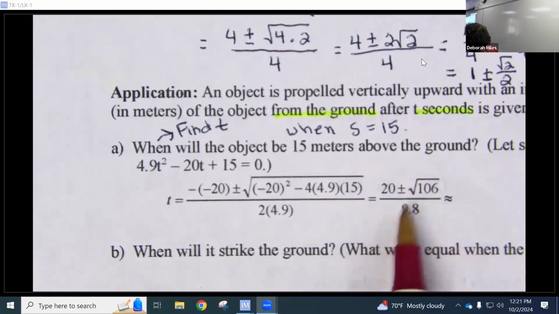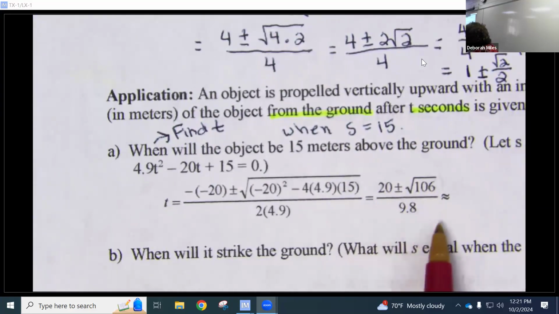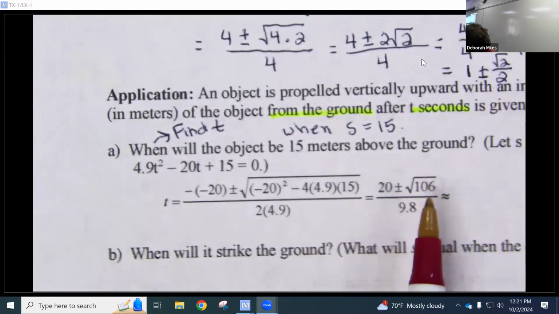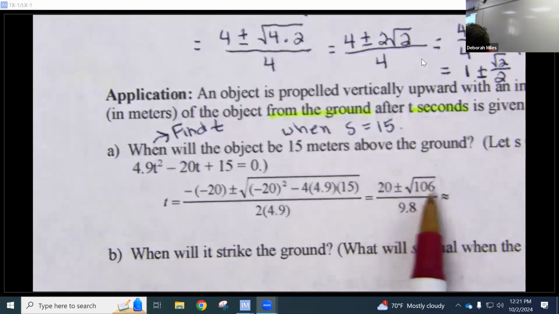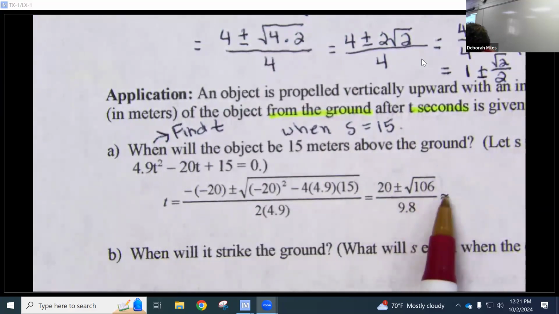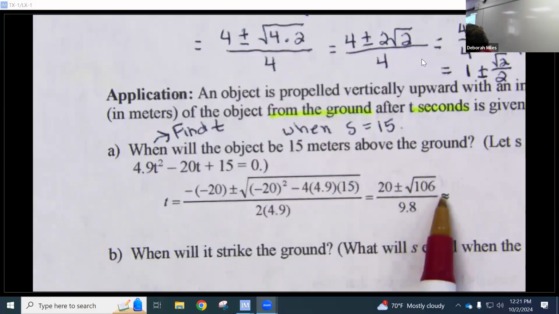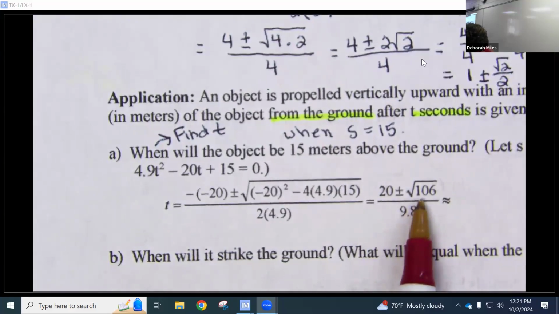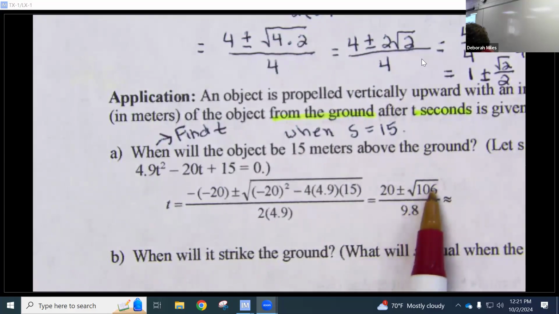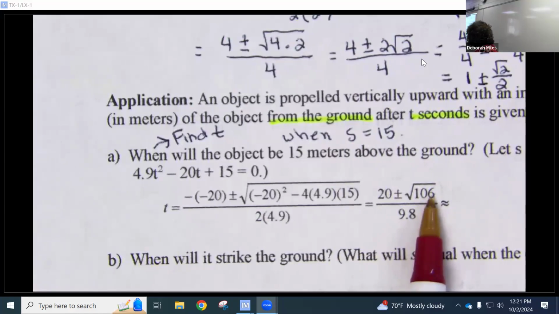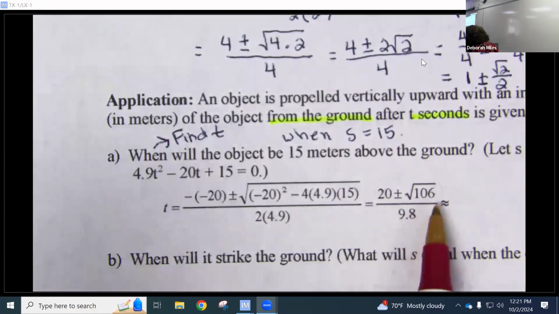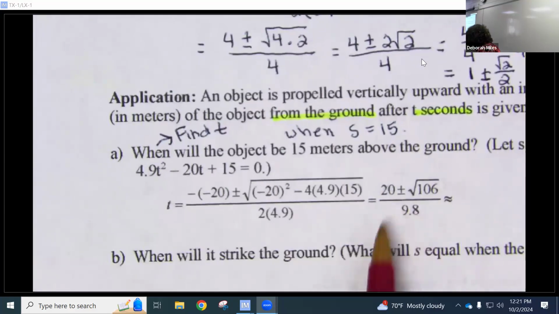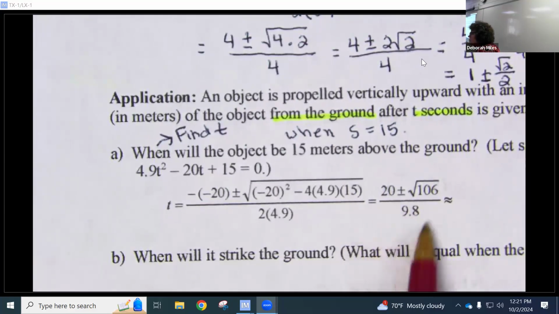We're going to get decimal approximations. We're going to punch this on the calculator in just a minute. But even without a calculator, what's square root of 106 close to? What whole number is that close to? It's just a tiny bit over 10. Square root of 100 would be 10. This may be 10.2-ish. And this is darn close to 10 as well.